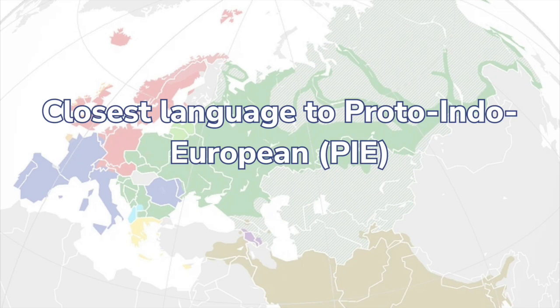What are the closest languages to Proto-Indo-European? This is a loaded question because there is no identical or direct descendant of Proto-Indo-European, although some Indo-European languages preserve archaic features of PIE, such as complex verb conjugation, case systems, and rich inflectional morphology.